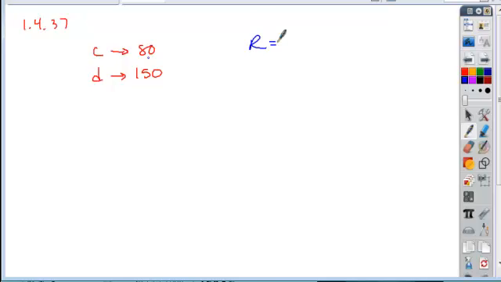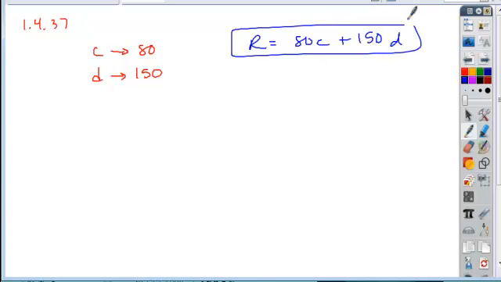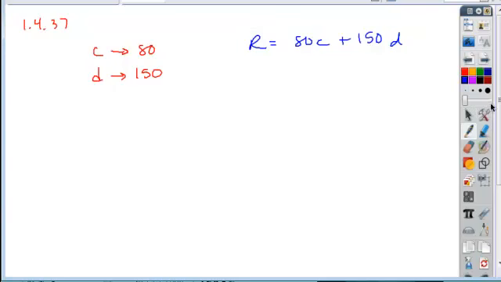And so if you're selling or renting $80 per, and C is the number of classic tuxedos you rent, plus $150 per D, or designer tuxedo you rent, this would be the expression or the equation that represents those. And so what they're asking you is to figure out how many designer tuxedos. So actually we need to solve this for D before we get our solution.